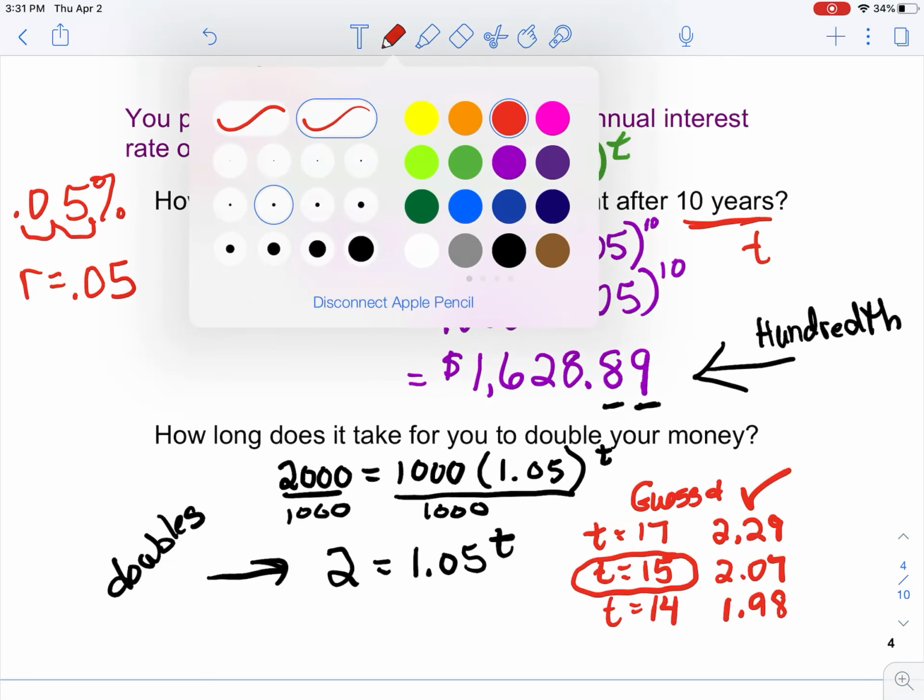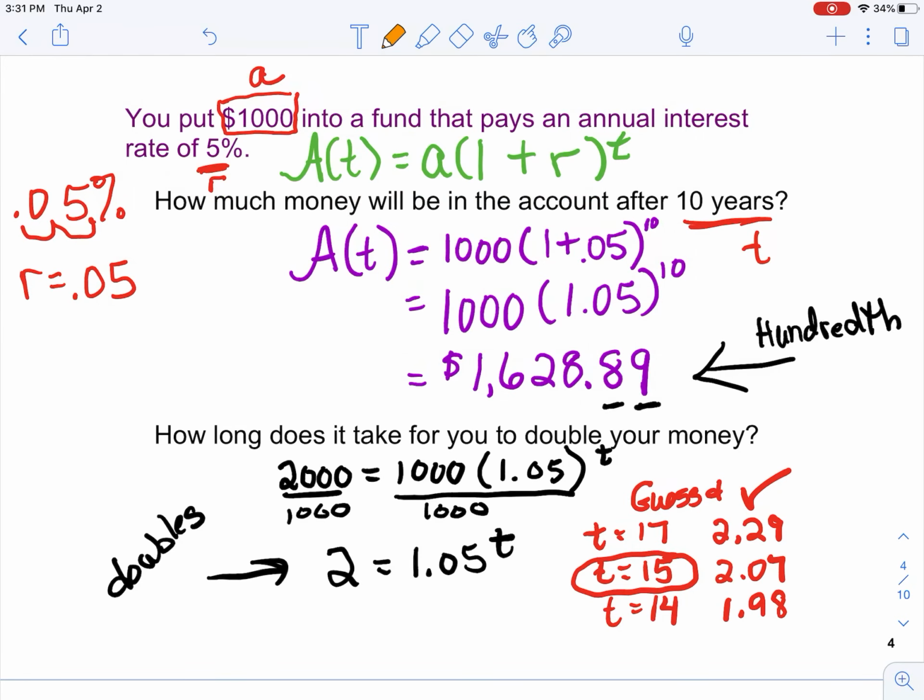Another way that you could do this problem is by the graphing calculator. Make this y1, make this y2, and see where they intersect. And they're going to intersect at 14 point something, which is going to be approximately 15 years.